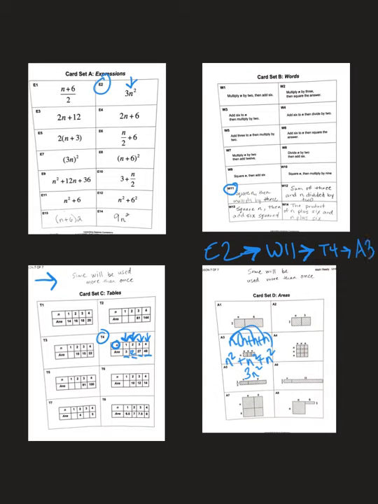And like I said, you will do this for each one of your E and W cards. And also remember, one of your E and W matches will not have a table or area. Okay guys, good luck. Remember, this is a test grade. When you submit your work, make sure it's where I can read and understand what your matches look like. And I think you'll do great. Let me know if you need me.